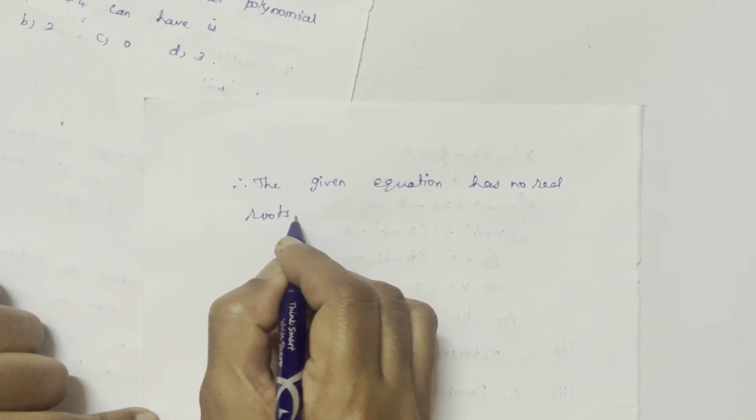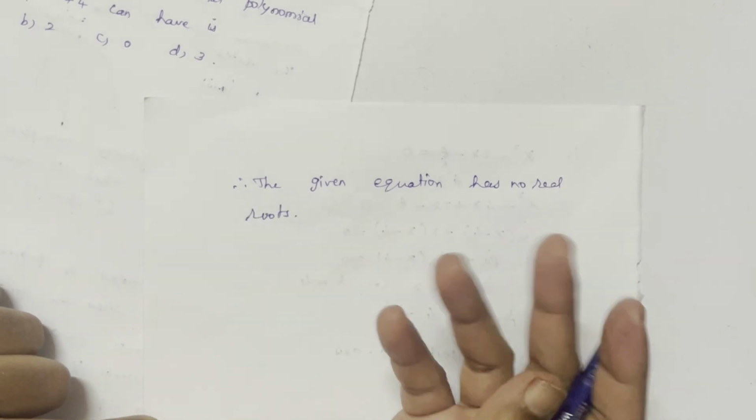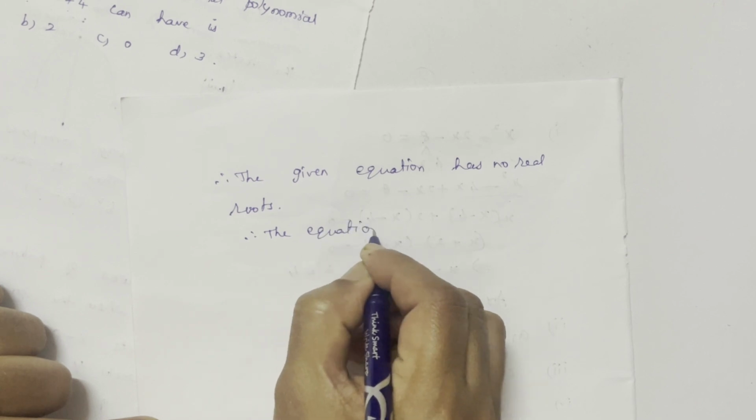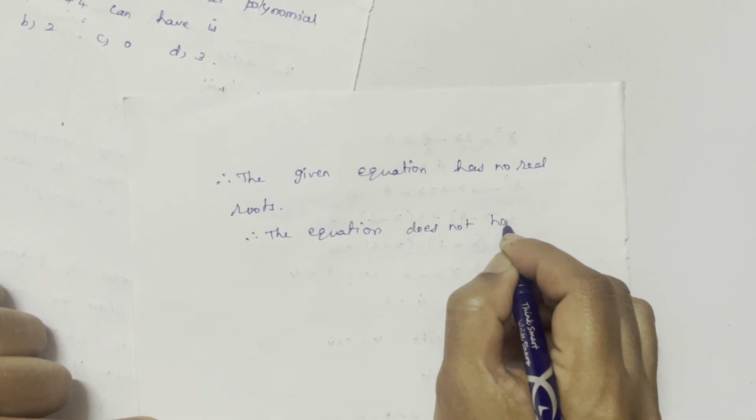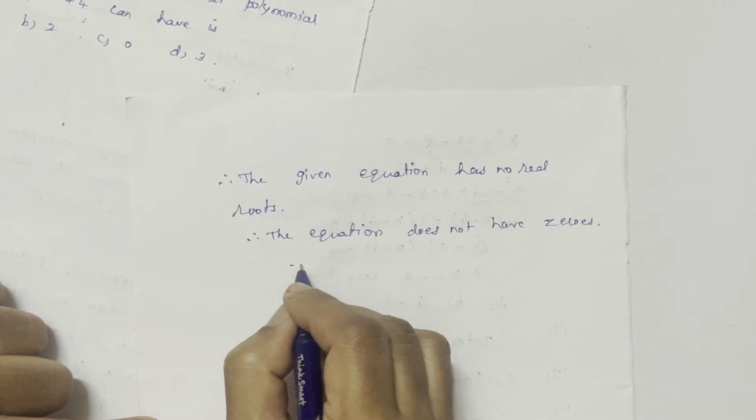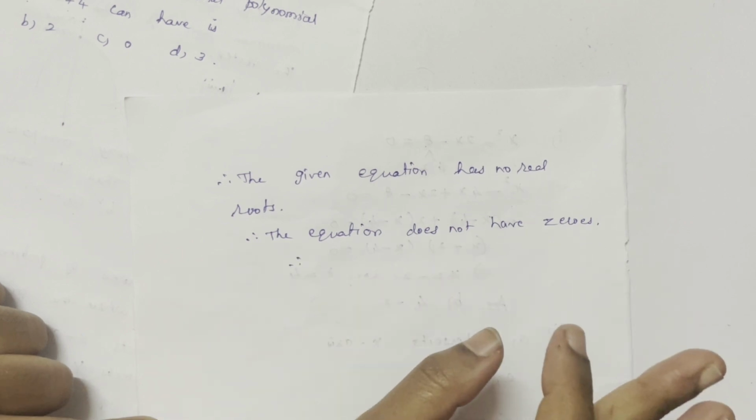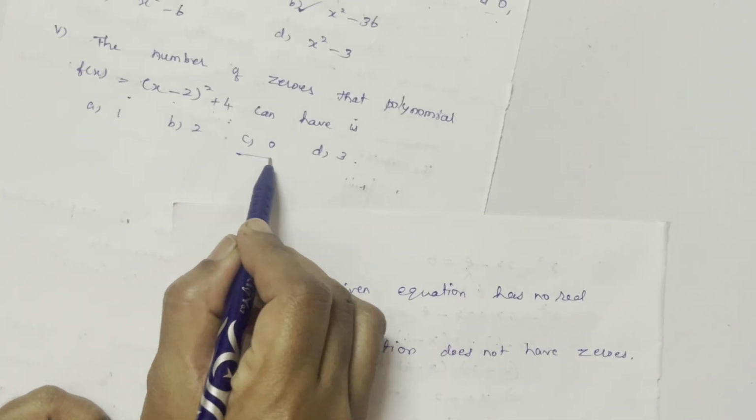No real roots means it does not have any zeros. Therefore, the number of zeros is 0. So that answer corresponds to option C.